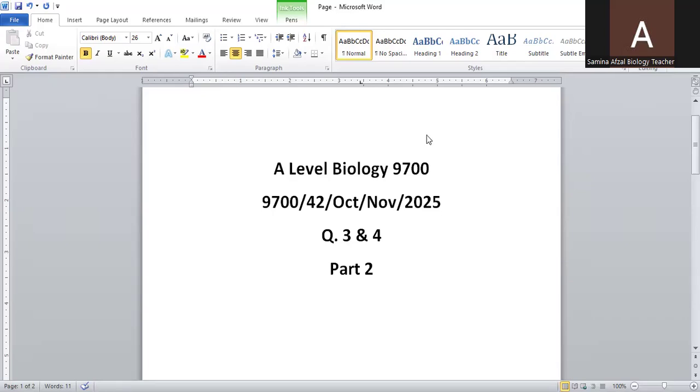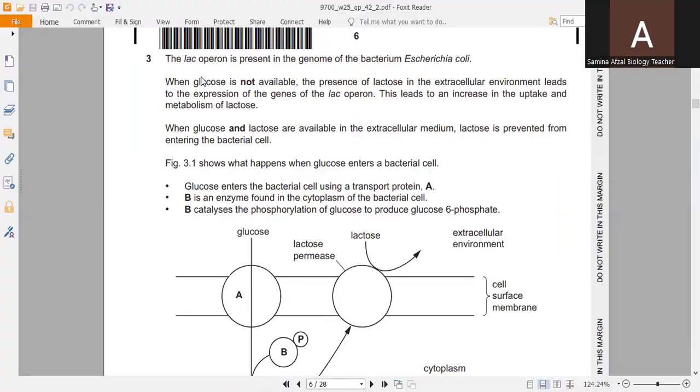So, I start with question number 3. The lac operon is present in the genome of the bacterium Escherichia coli. When glucose is not available, the presence of lactose in the extracellular environment leads to the expression of the genes of the lac operon. This leads to an increase in the uptake and metabolism of lactose. When glucose and lactose are available in the extracellular medium, lactose is prevented from entering the bacterial cell.